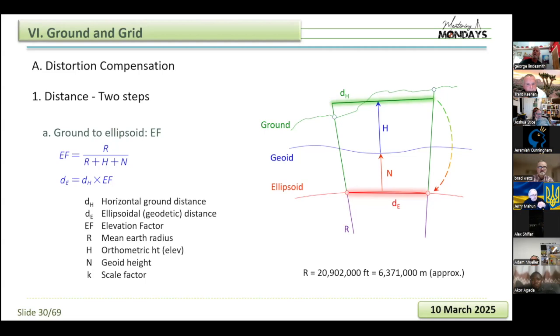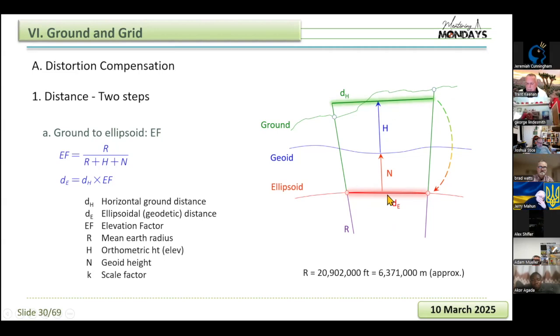Now, that's regardless of whichever grid system that you're using. We're not even talking about grids here. We haven't fit state plane or UTM or anything to that here yet. We're just going from the ground to the ellipsoid. So every reduction for every coordinate system will involve this particular step right here, ground to ellipsoid.